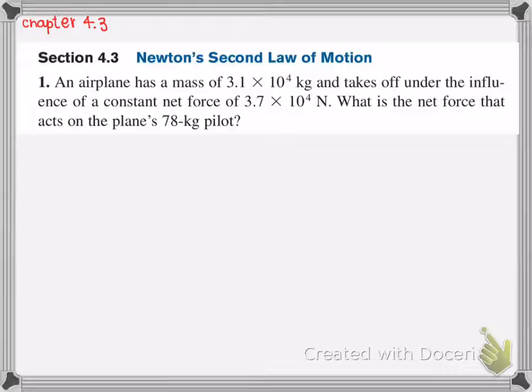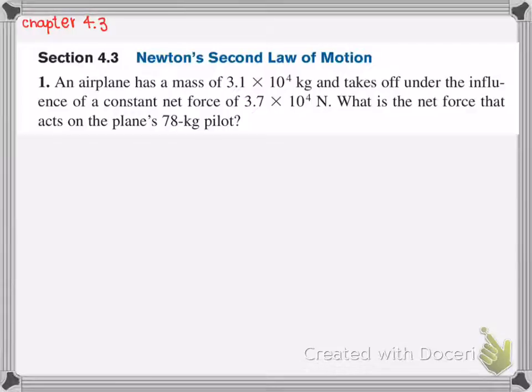Today I'm going to be solving number 1 in section 4.3. It states, an airplane has a mass of 3.1 times 10 to the 4th kilograms and takes off under the influence of a constant net force of 3.7 times 10 to the 4th newtons. What is the net force that acts on the plane's 78 kilogram pilot?